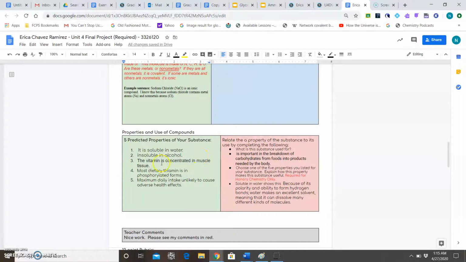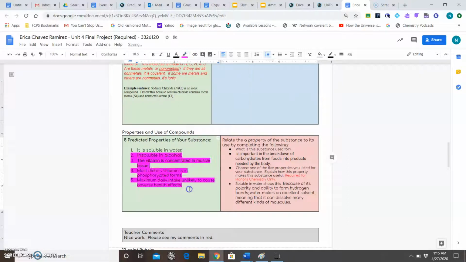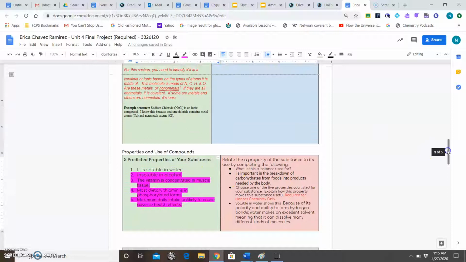All right, next thing, in terms of properties, you listed some properties here, but many of them are not the properties that I'm looking for. So I'm going to highlight the ones in, let's use a pink color here. These are the ones that you're going to have to take out in order to get points here. So what should these properties look or sound like?